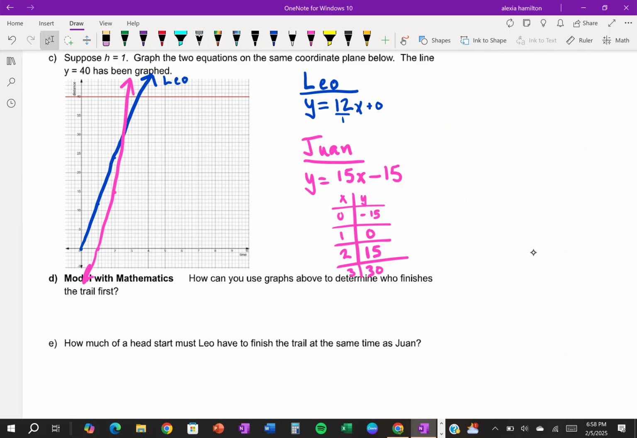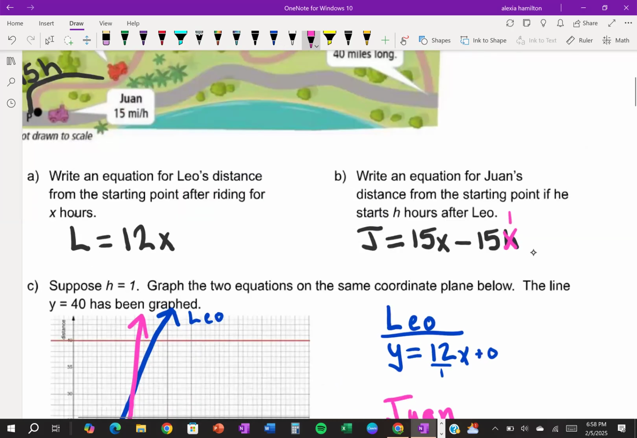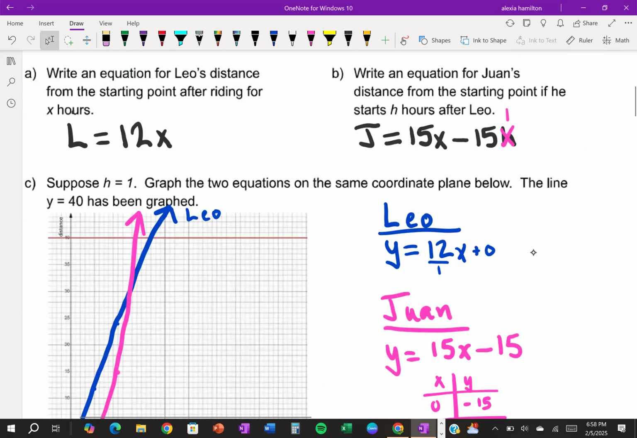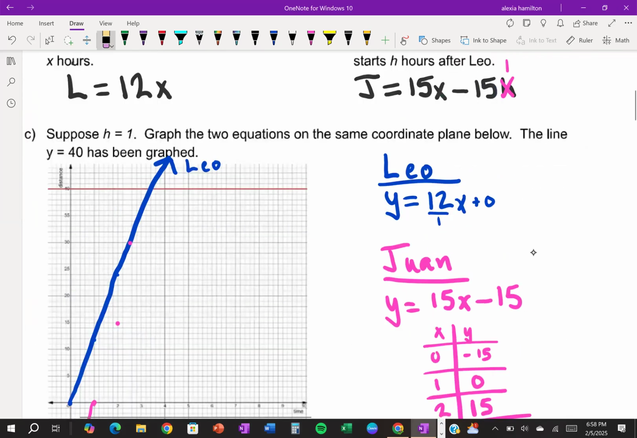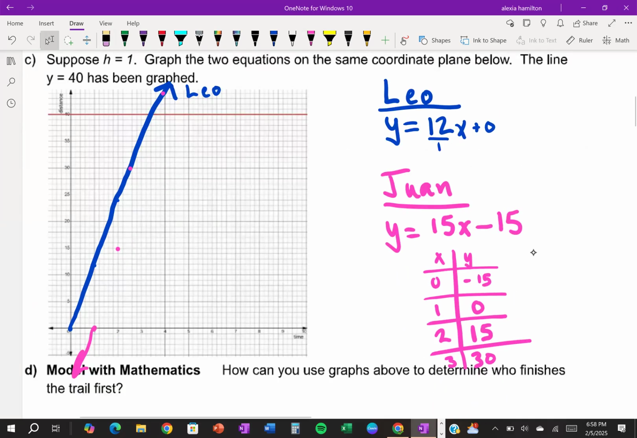Oh, and then the reason that I had this y is equal to 40 being graphed is because the trail is only 40 miles long. So this is not a very good graph. And then 45 would be my next hour at 4. So 45 would be like up here. So I don't know. My lines aren't straight. Okay.